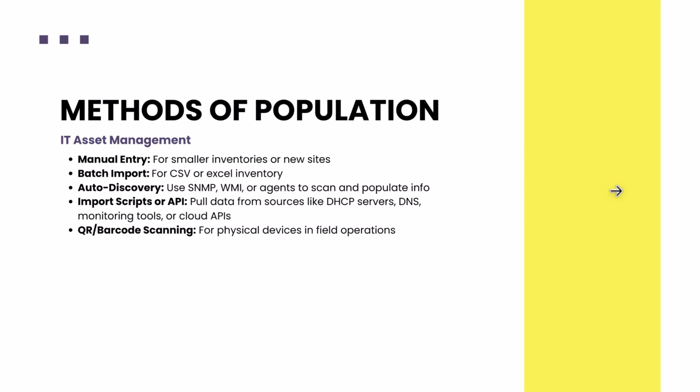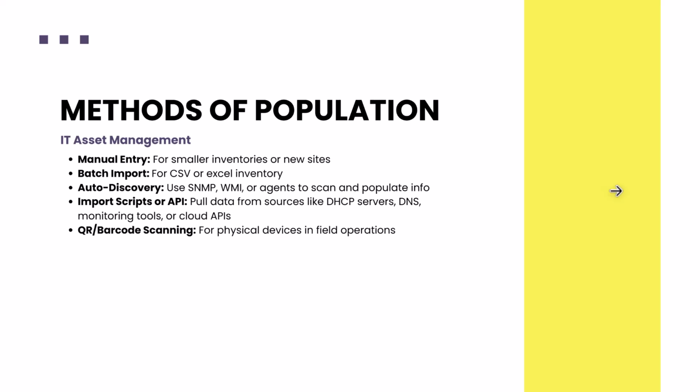Next one is import scripts or APIs. So you can use automation in importation scripts as well to import devices from your network to your IT asset management too. The last one is QR code and barcode scanning.